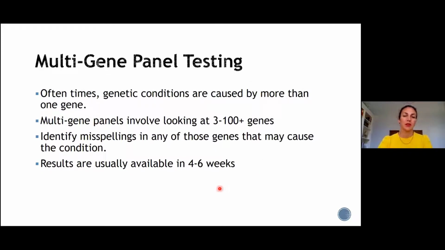What we're often doing now, though, in the clinic is multi-gene panel testing. And so oftentimes genetic conditions are caused by more than one gene, or we might think of a condition, but there are probably other conditions that it could be. So we don't really want to just test one gene. We want to look at a panel of genes. For example, a panel of genes looking for seizures, or for kids with developmental delay or intellectual disability, or kids with a certain type of heart condition. And so there are panels available that involve looking at 300, 200, however many genes are on that panel. And so this will identify misspellings in any of those genes that might cause a condition. And this test usually takes a little bit longer, about 4 to 6 weeks.